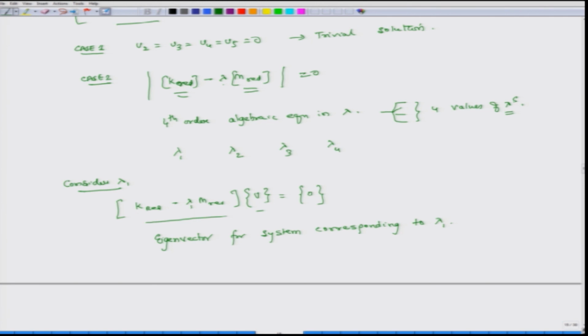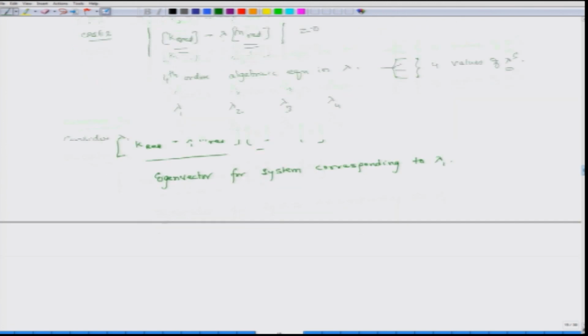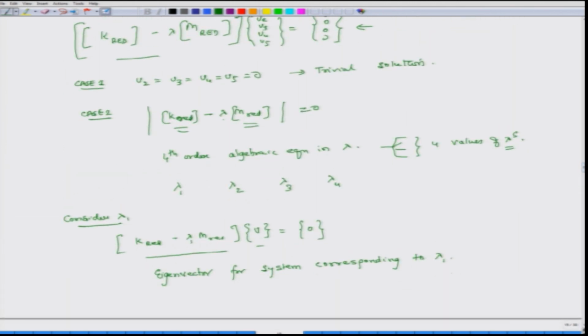Similarly, I consider the second eigenvalue, so I get a second eigenvector. Then I take the third eigenvalue, I get a third eigenvector. And if the system is having n number of equations, reduced number of equations, then I will get n eigenvalues, n eigenvectors, and each eigenvector will be corresponding to one particular eigenvalue. Okay. So, that is how I figure out my eigenvectors.